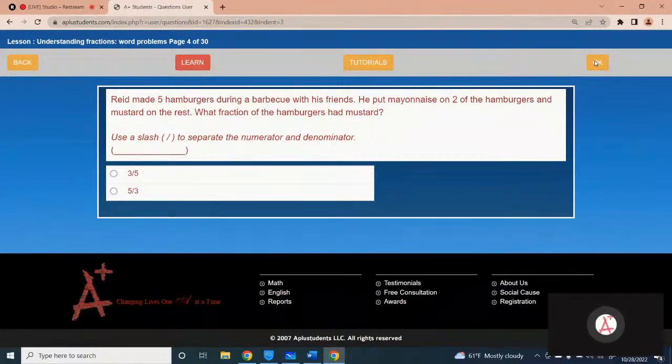Okay, Raid made 5 hamburgers during a barbecue with his friend. He put mayonnaise on 2 of the hamburgers and mustard on the rest. What fraction of the hamburgers had mustard?